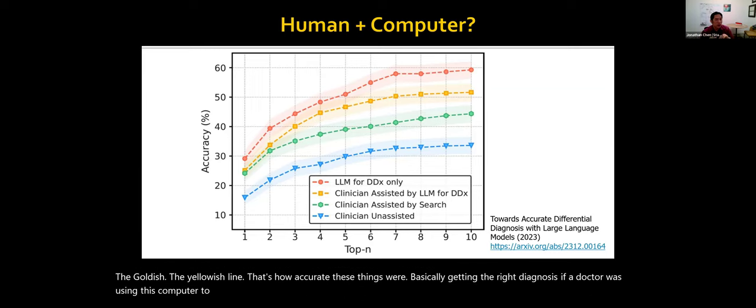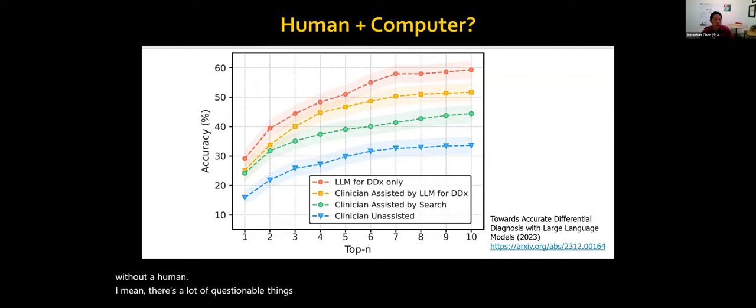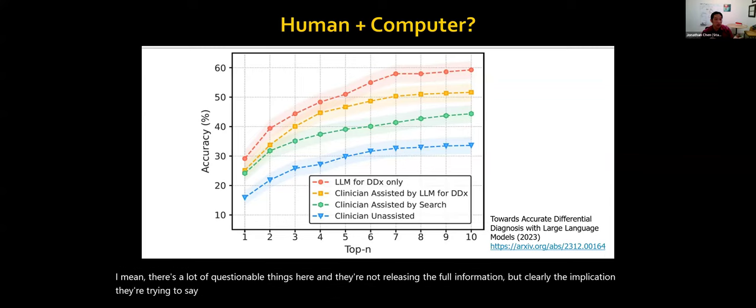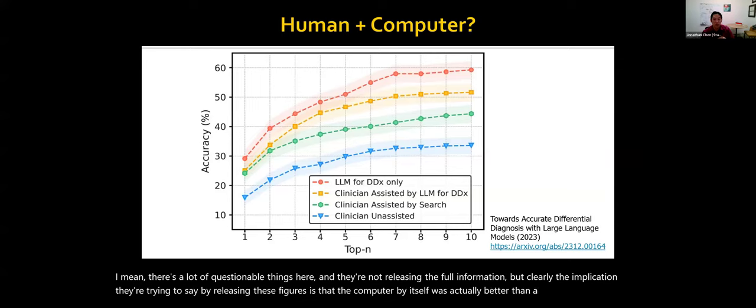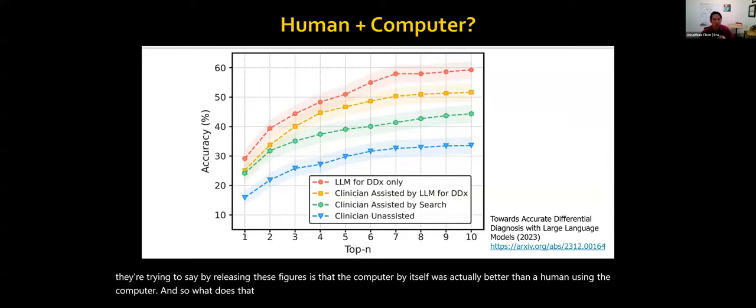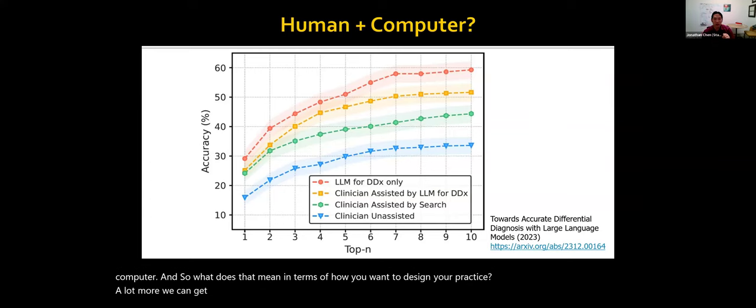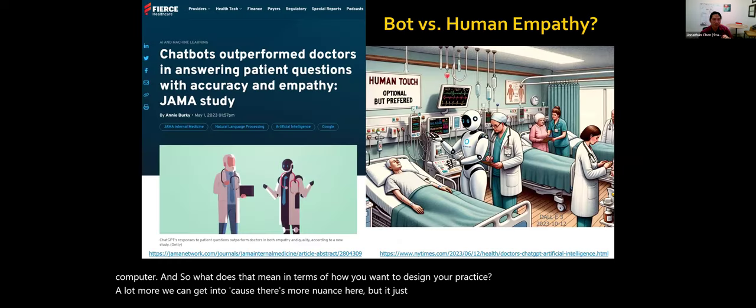What's very odd about the study is the red line is how well the computer did just by itself without a human. I mean, there's a lot of questionable things here, and they're not releasing the full information. But clearly, the implication they're trying to say by releasing these figures is that the computer by itself was actually better than a human using the computer. And so, what does that mean in terms of how you want to design your practice? A lot more we can get into because there's more nuance here, but it just gets you thinking.